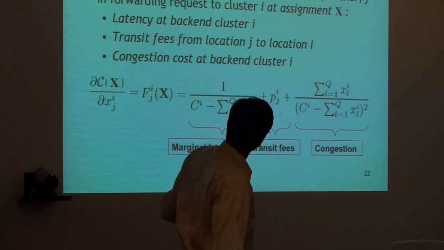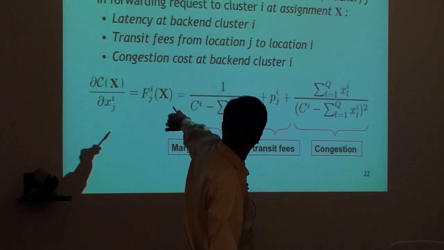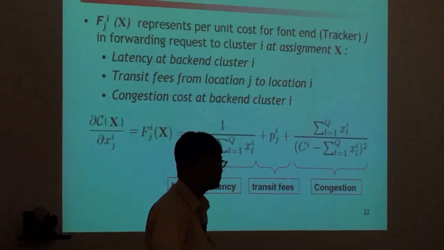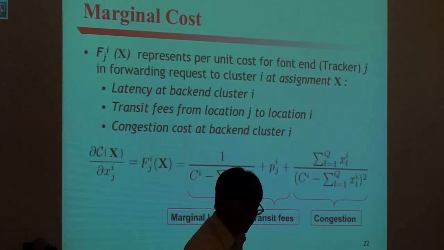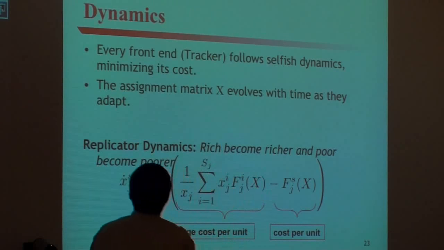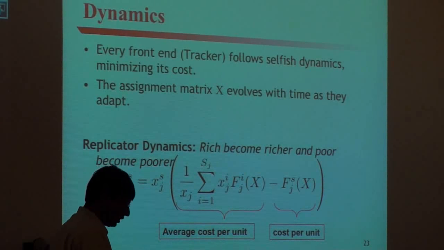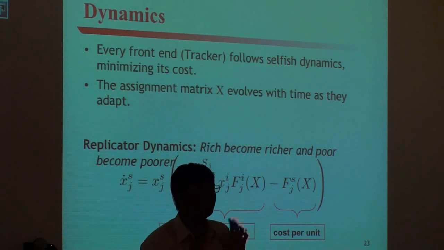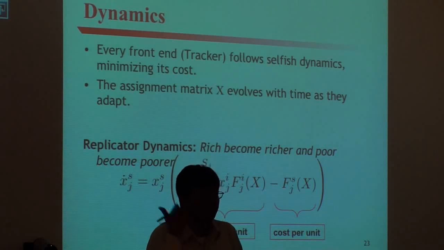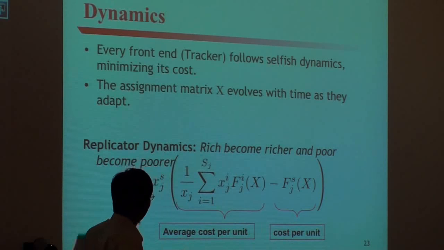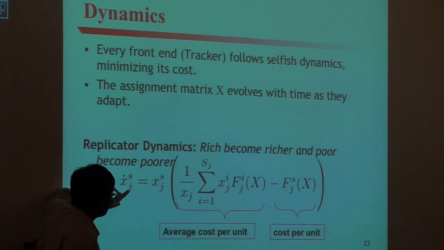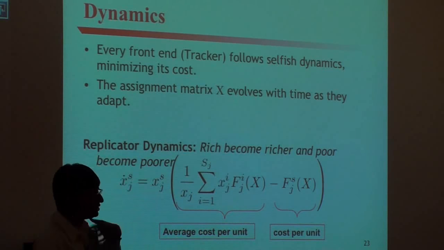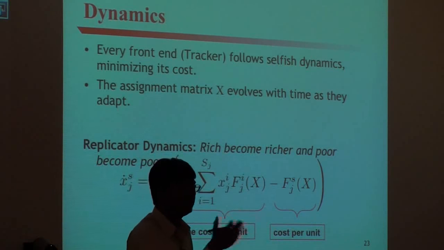So the question is, now that I know what my marginal impact on the system is, how am I going to change my assignment? So that's where the dynamics comes in. So to repeat, I have currently an assignment matrix. Who is getting sent where? I want to change this matrix. I change it on each dimension separately. So I have to change really the amount that I am assigning from j to s. So j is the front end to which the request came. s is the cluster where it was served. How do I change the number of users I am sending to each one?